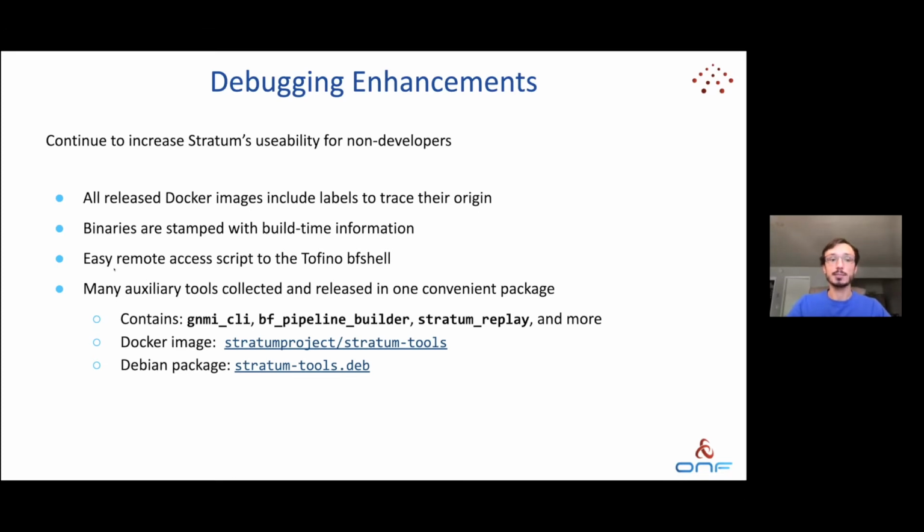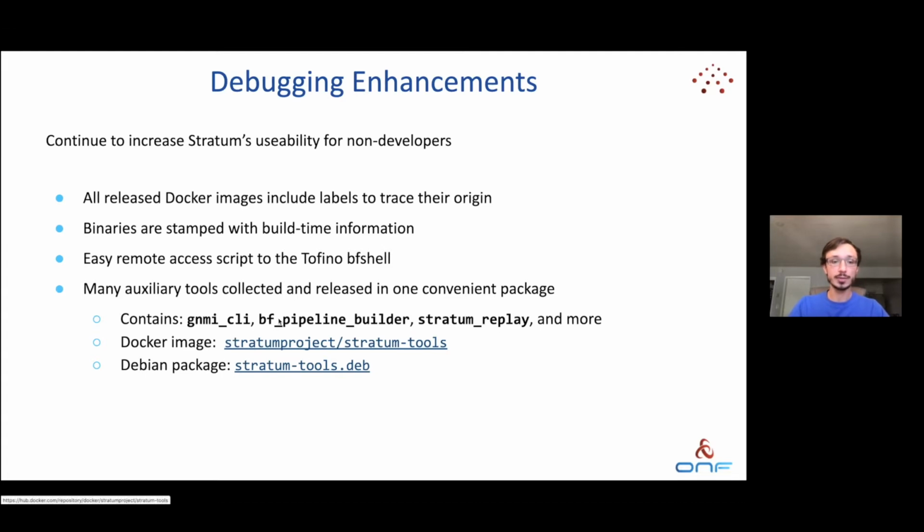And lastly, we collected many of the auxiliary tools that we wrote over time and released them in one convenient package. So we just went over our source code and looked at all the small tools and helper functions, and packaged them together. Right now, for a small selection, it contains the GNMI CLI if you want to modify parts of the OpenConfig tree. The BF pipeline builder, if you want to package a Tofino pipeline ready to use inside Stratum, and Stratum replay if you want to debug a flow state on a different device or just want to replay it again to look into an issue in a little bit more detail.